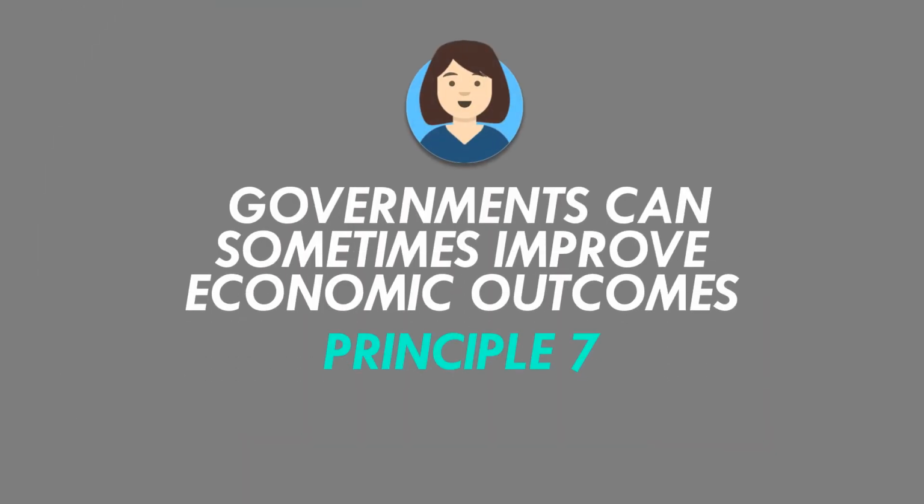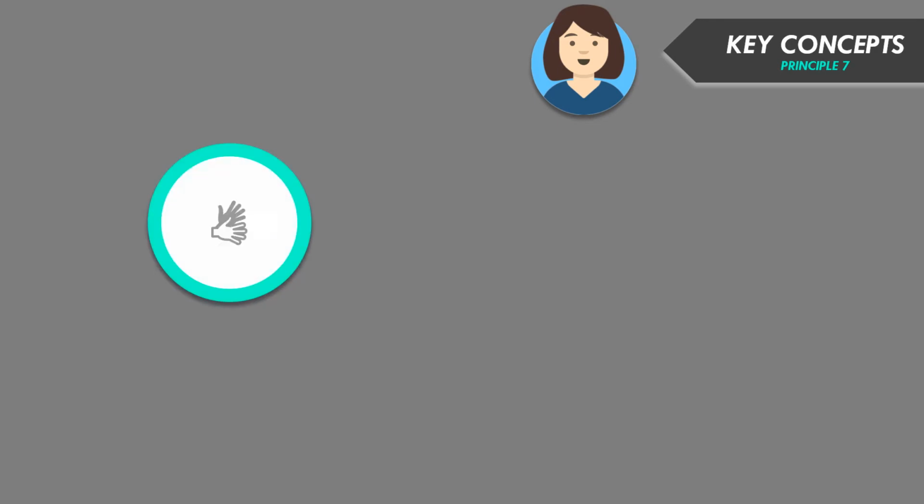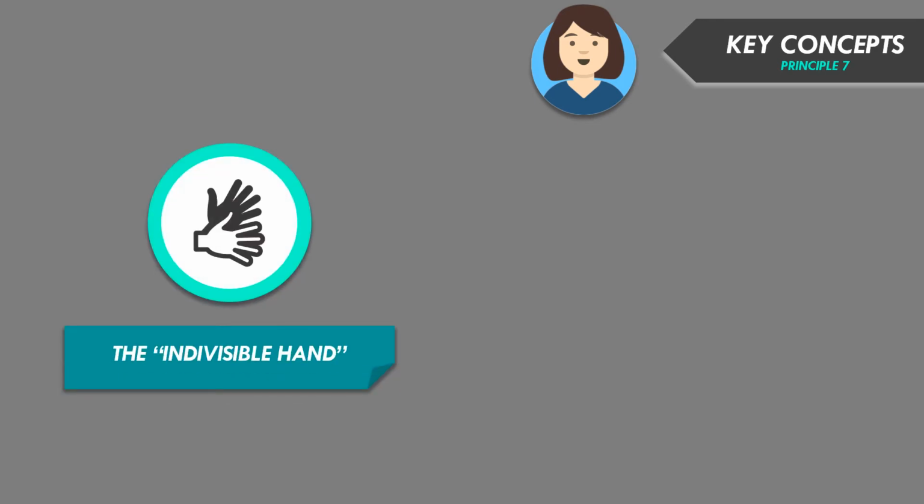Principle 7: Governments can sometimes improve market outcomes. First, let's talk about the invisible hand of the marketplace. The invisible hand, as described by Adam Smith, is a metaphor describing the unintended greater social benefits and public good brought about by individuals acting in their own self-interest. It guides the self-interest that is motivating the participants in an economy into promoting general economic well-being. It can work only when the government enforces the rules and maintains the institutions that are key to a market economy.